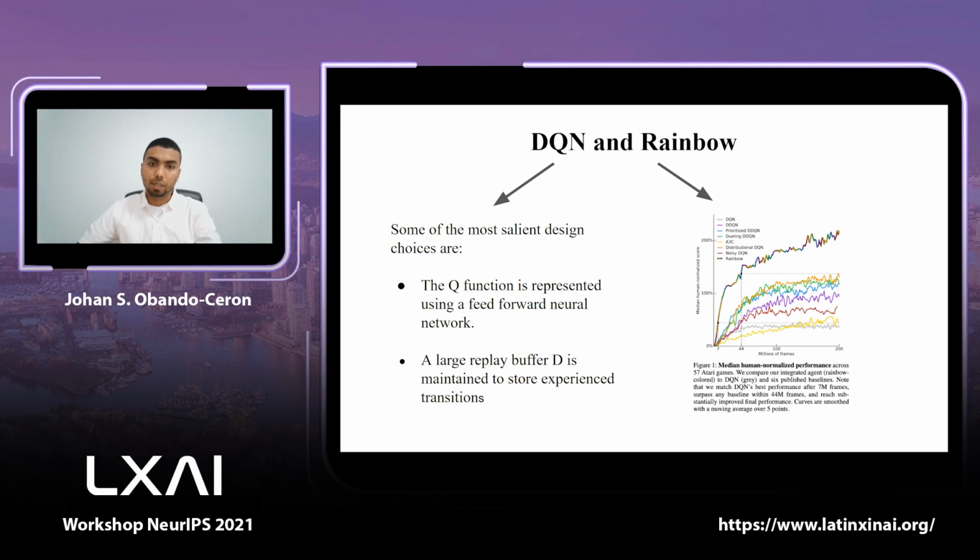Mnih introduced DQN, which combines Q-learning with deep networks. Some of the most salient design choices are: the Q function is represented using a feed-forward neural network, and a large replay buffer D is maintained to store experience transitions. On the other hand, Hessel combines several components like double Q-learning, prioritized experience replay, dueling networks, multi-step learning, distributional RL, and noisy nets to improve DQN. This new agent is called Rainbow.